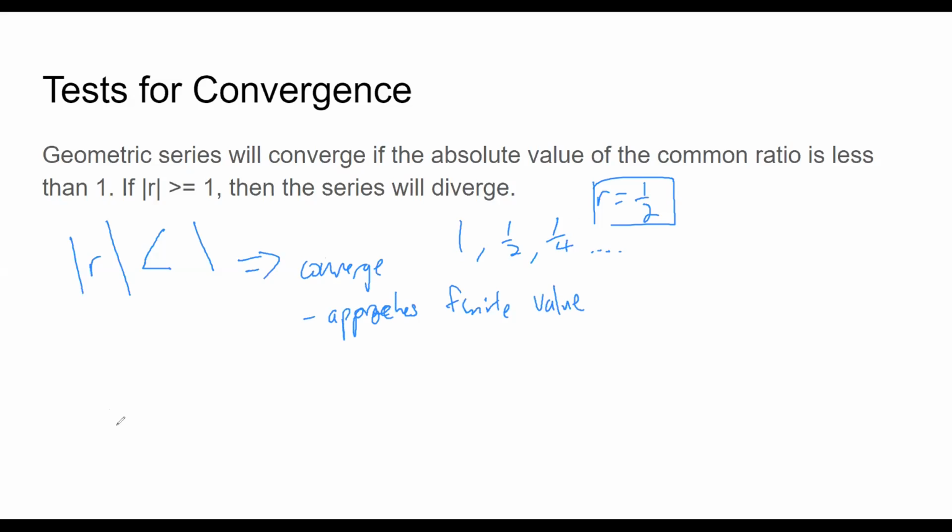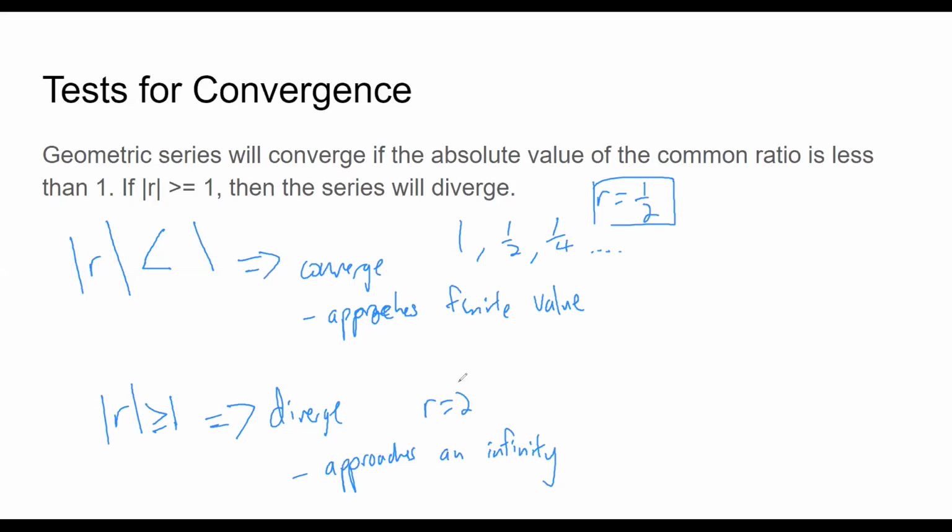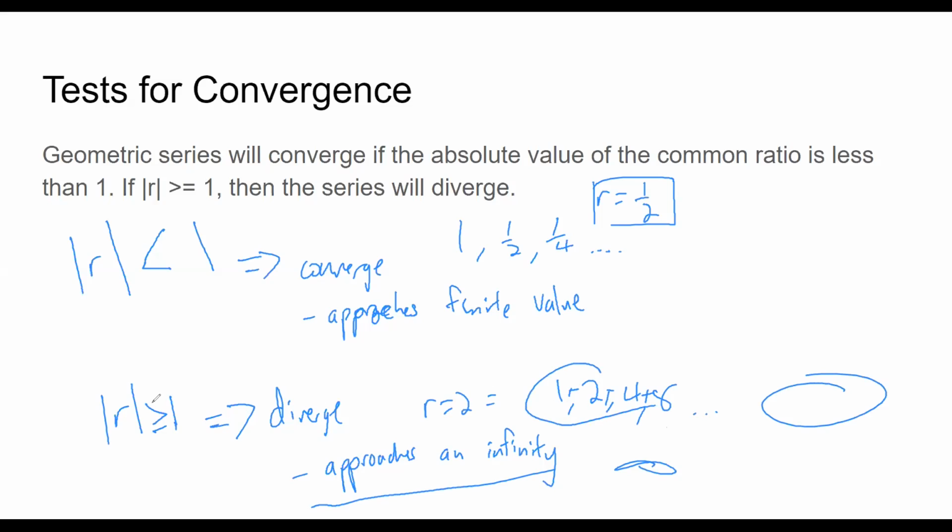But if the absolute value of the ratio is greater than 1, or even if it's equal to 1, then it's going to diverge, which basically means it approaches infinity. It could be negative infinity or positive infinity. So we can look at this. If we say r equals 2, then our numbers will be 1, 2, 4, 8, dot dot dot. And obviously, if this goes on infinitely, we're going to have infinitely large terms here. So we cannot find an infinite geometric sum if the ratio is more than 1 or less than -1, since there's an absolute value.